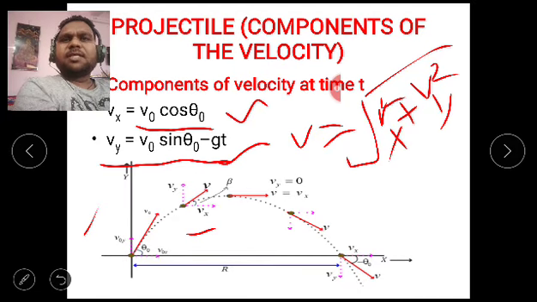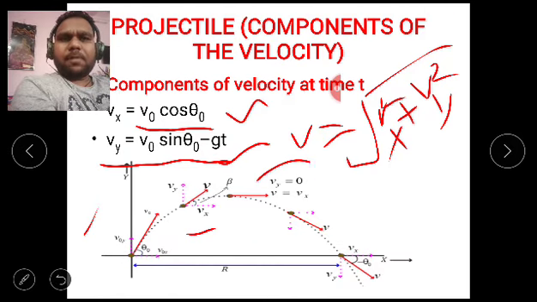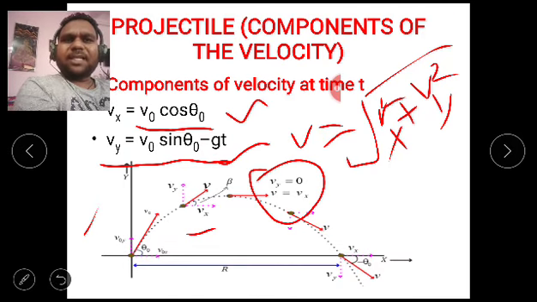The object will cease to move upwards. So the object will not move upwards. So what will happen? The vertical component of velocity will become equal to 0 at the highest point.